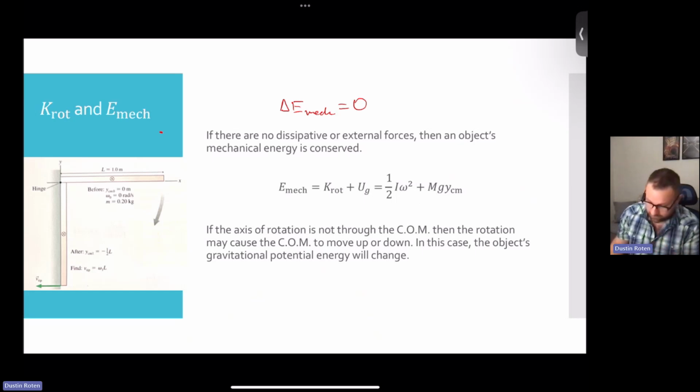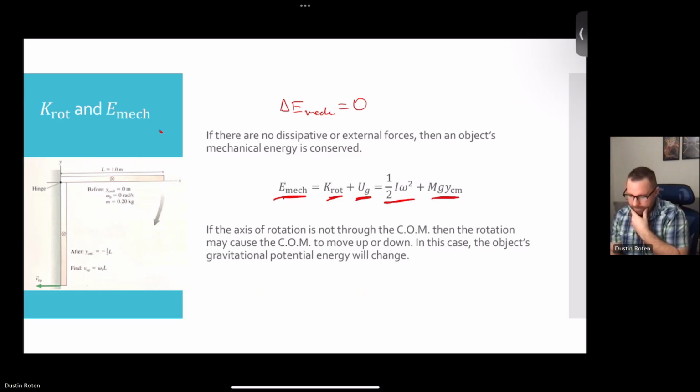What's interesting here that you'll notice is, okay, here's our mechanical energy, our mechanical energy equals rotational energy, but then I also included gravitational potential energy. You can even see that here. So here's our energy from rotation, 1/2 I omega squared. We literally just built that. And then we're going to add on the gravitational potential energy, mgy.